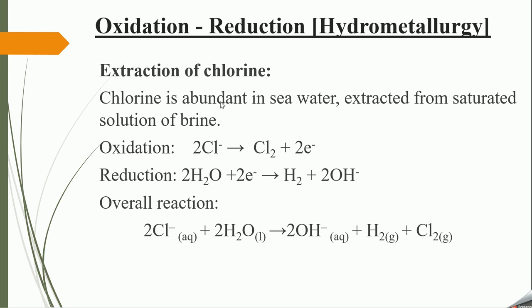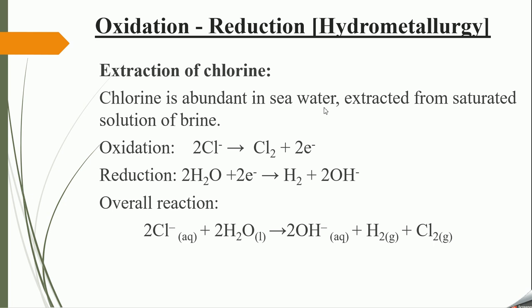You know, chlorine is abundant in seawater. Seawater consists of huge amount of sodium chloride. Usually, chlorine is extracted from seawater. So, in seawater, chlorine is present as a brine solution. What is brine solution? A saturated solution of sodium chloride is known as brine solution. The solution is obtained from seawater and it is electrolyzed.